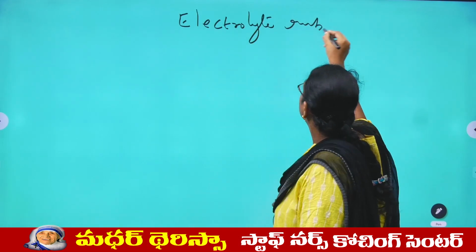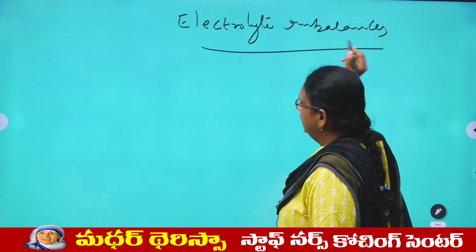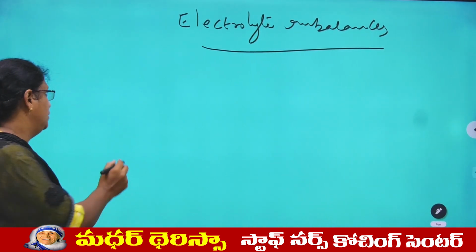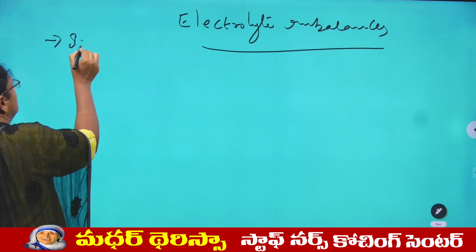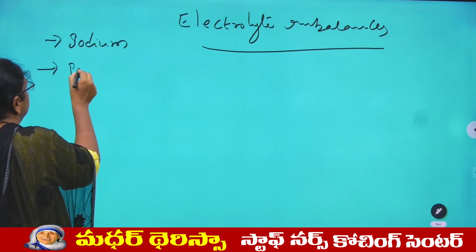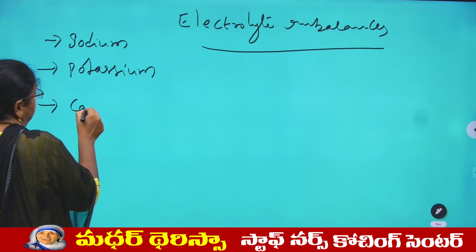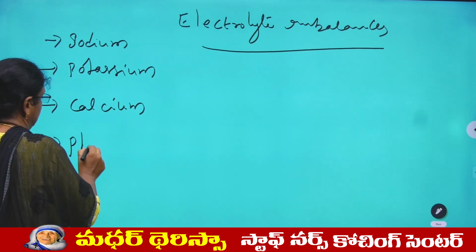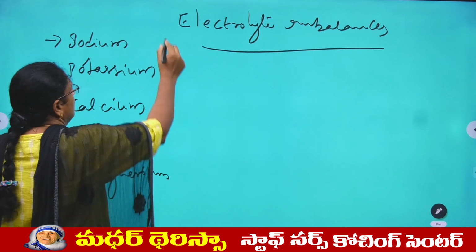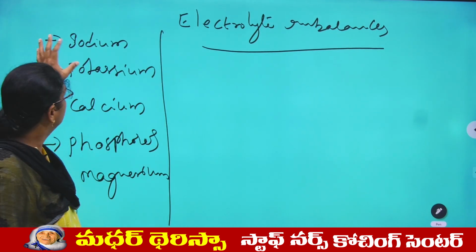Let us start today's class about electrolyte imbalances. What are the common electrolyte imbalances? What are the important electrolytes that we come across in human physiology? One is sodium, potassium, calcium, phosphorus, and the last one, magnesium. So let us see each electrolyte.